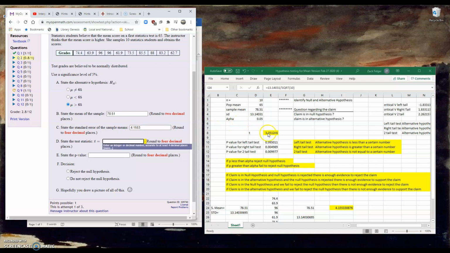Now our test statistic is right here, 3.2512. Our p-value, well, since we know it's a right-tailed test, this is our p-value right here. So 0.004. And well, guess it'll just be 50. And since our p-value is less than our alpha, we can reject the null hypothesis.